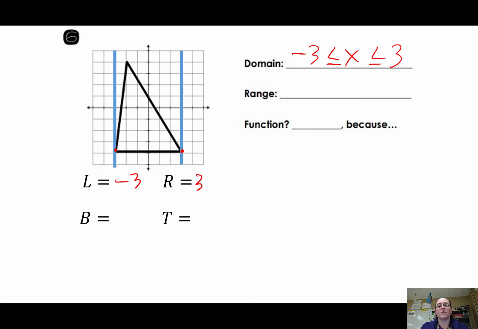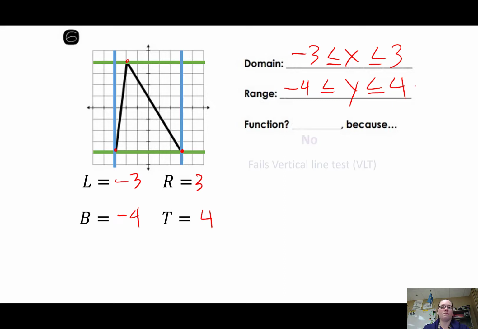Okay, now let's look at the range. What's the furthest down I go, which is the bottom of my triangle? That's -4. And how high? What's the topmost point? Well, that one's 4. So my range is between -4 and 4. So we get -4 less than or equal to y, less than or equal to 4. Is this a function? No. Since it's a closed shape, it automatically fails the vertical line test.